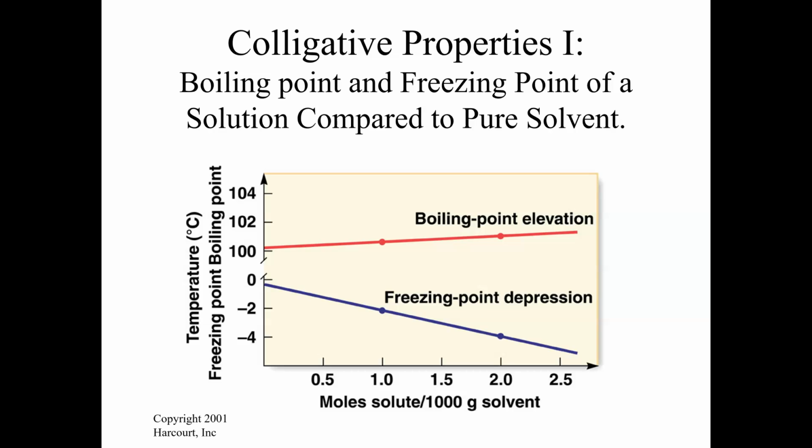And when we add particles to a solvent, we can change the properties of that mixture. If we have a lot of particles in our solvent, it's going to change the freezing point. It's going to make it a different temperature where that mixture is going to freeze, and it will change the temperature at which that mixture will boil.